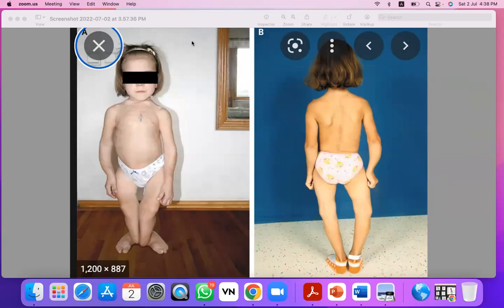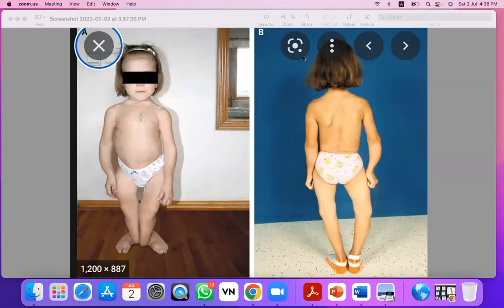And from the back side, there is no genu valgum. Okay. Okay, yeah, that's very good. Only one or two things I would like to add.